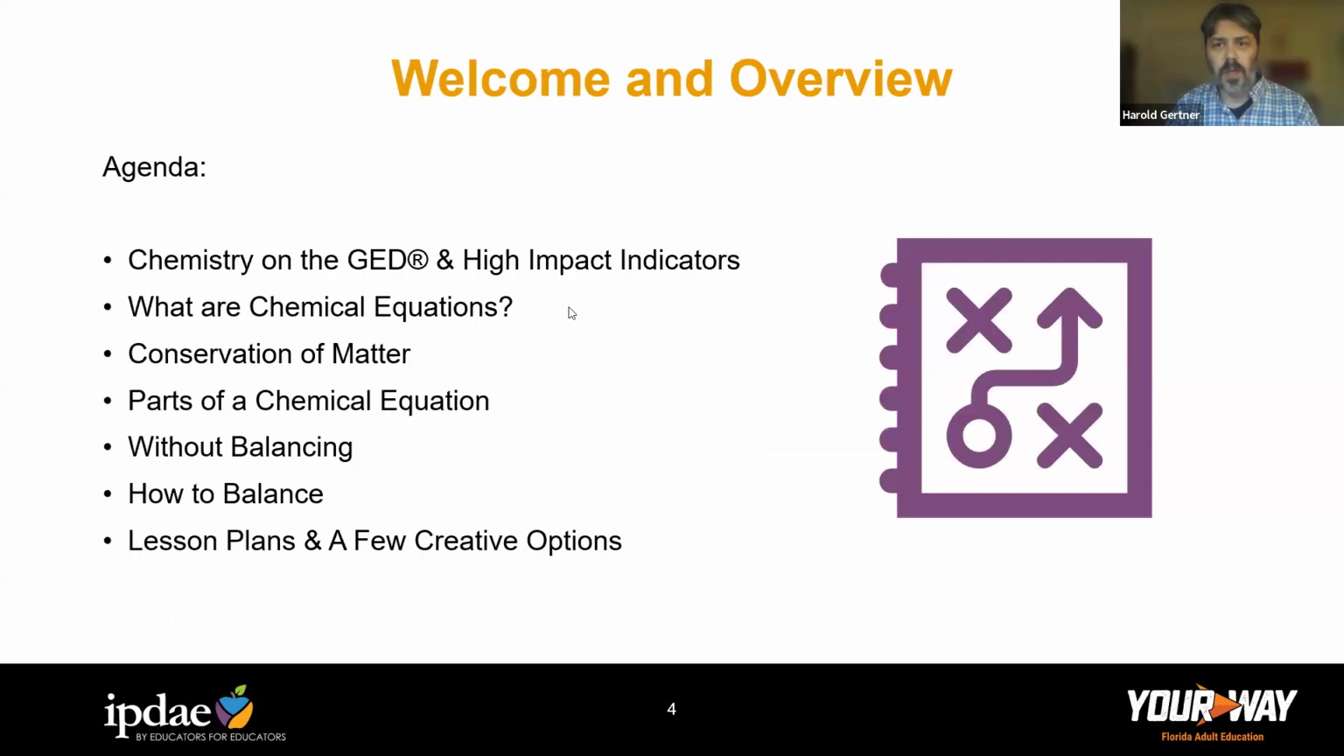Talk a little bit about chemistry and chemical equations. So really, that's what we're going to get into today. A little agenda here. We're going to talk briefly about the chemistry that's on the GED and where that fits in with the science portion of the GED. We'll talk a little bit about what high impact indicators are and specifically some indicators related to chemistry. And then we'll jump a little bit into the subject of the day.